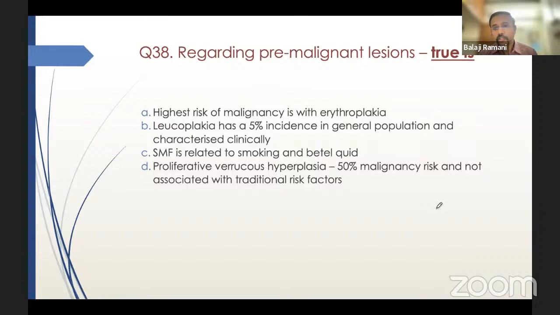Vijay, Harsh, Makarant has put A, Ankit, all the rest have put D. Mohak Mankat has put D. Realme is saying it is C. Okay, so most of you got the answer right. It is D. So proliferative verrucous leukoplakia has got a 50% risk of malignant transformation, and it is not associated with the traditional risk factors.